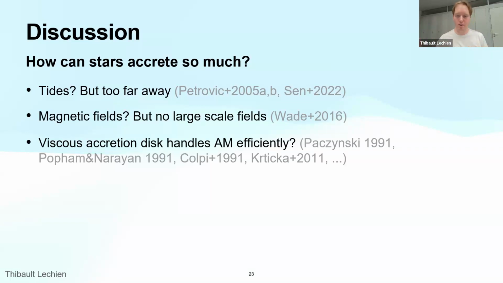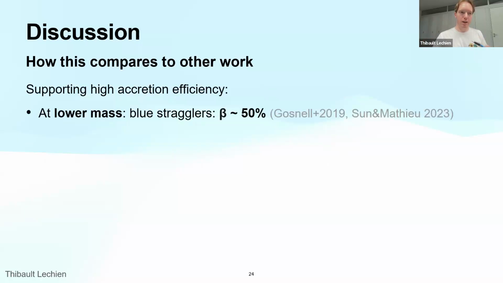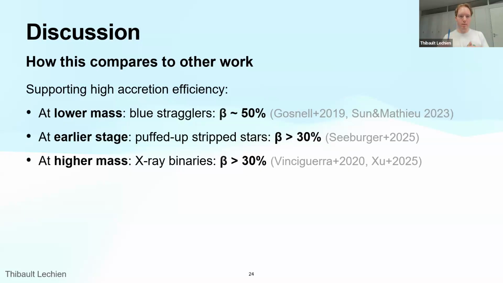There shouldn't be a limit to accretion for these companion stars. And now this compares to other work pretty nicely, because we find support for our findings at higher and lower mass and at earlier stages. Looking at blue stragglers, for example, we also find relatively conservative accretion. Looking at these puffed up stripped stars, they can also be used to find pretty conservative accretion, and then X-ray binaries have a similar finding.